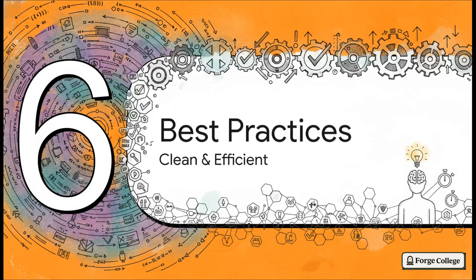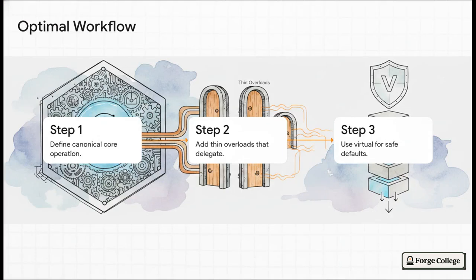Okay, let's wrap this all up by looking at how the pros handle this. Section 6, best practices. Here is the ultimate workflow to keep your code clean and your gas costs lean. Step 1, define a single canonical core operation. Put all the heavy, complex logic in one place.